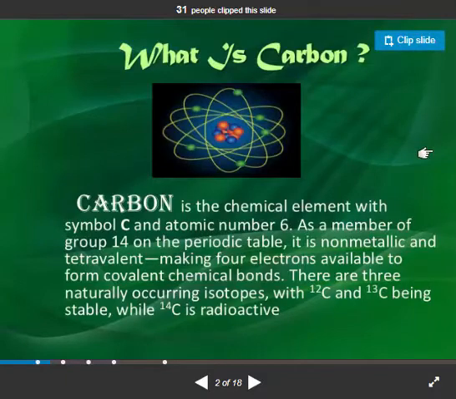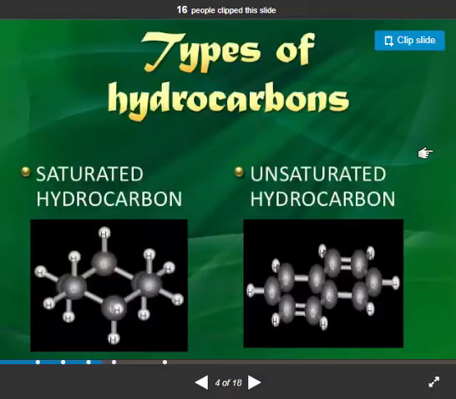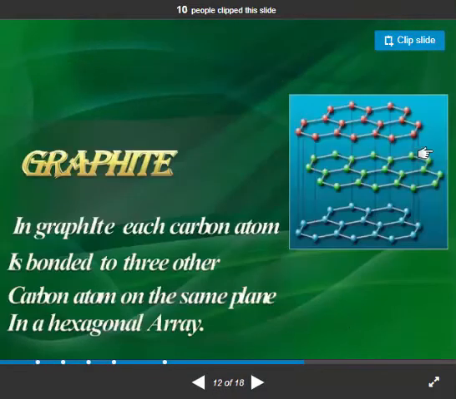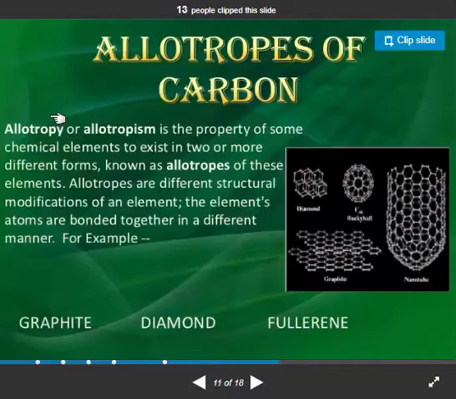Let's look here at the allotropes. The allotropes are different bonding arrangements. So if the arrangement differs, this will yield a different compound. So what are the allotropes of carbon? We have 3 carbon allotropes that are very well known.